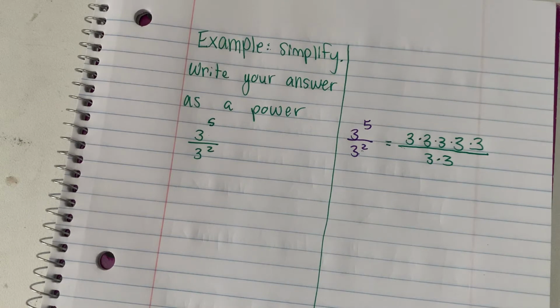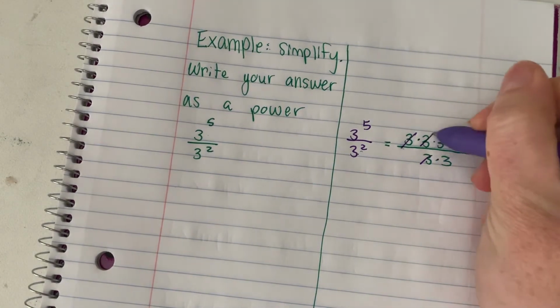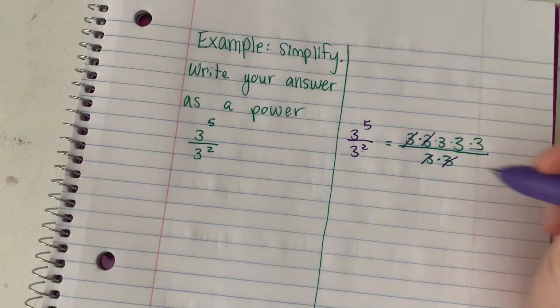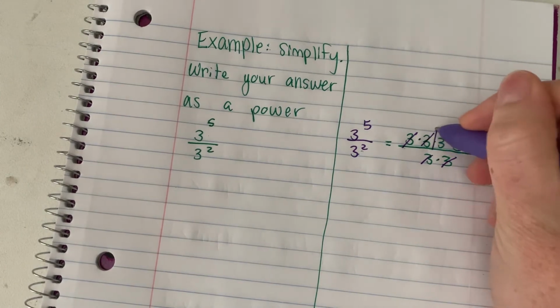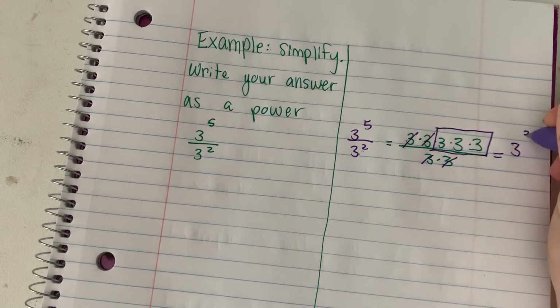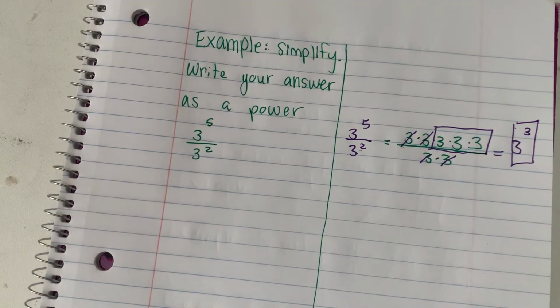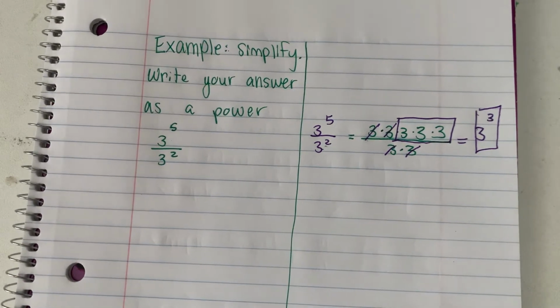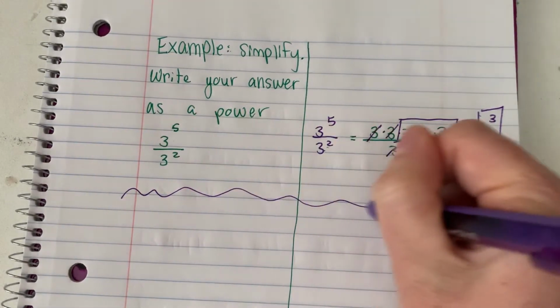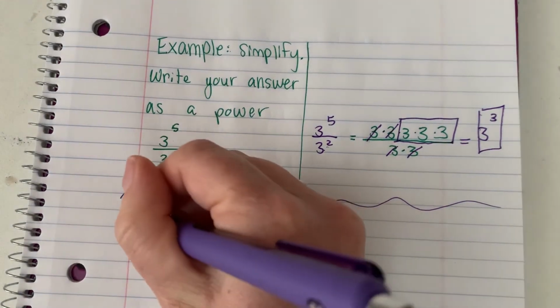Now we can cancel things out. Cancel out the 3's that are the same on the top and the bottom. 3 divided by 3, done. 3 divided by 3, done. And that's going to leave us with 3 to the third. Not too bad. Some of you may already be thinking, oh, I know what to do. I know how to do this an easier way.